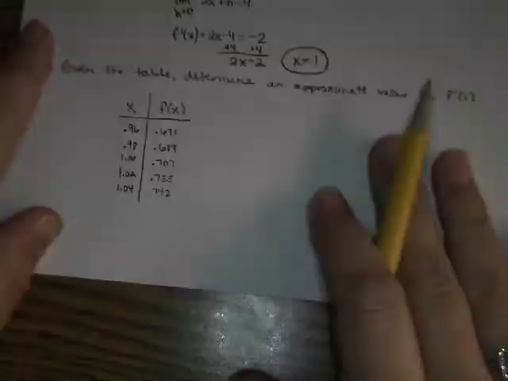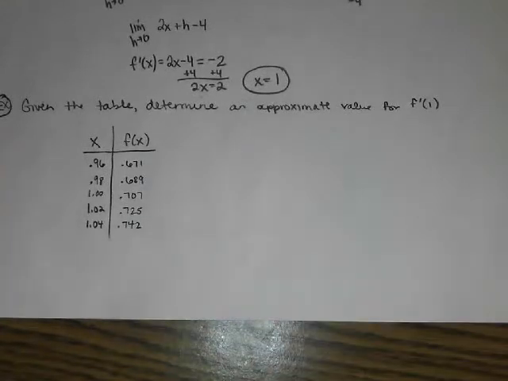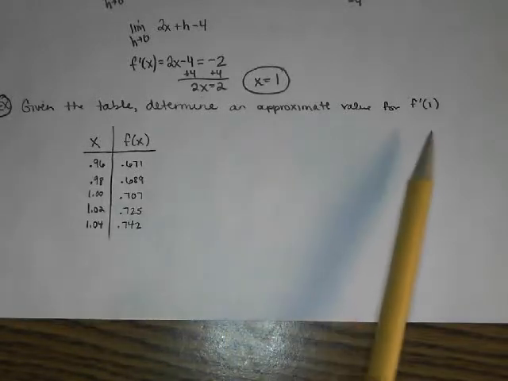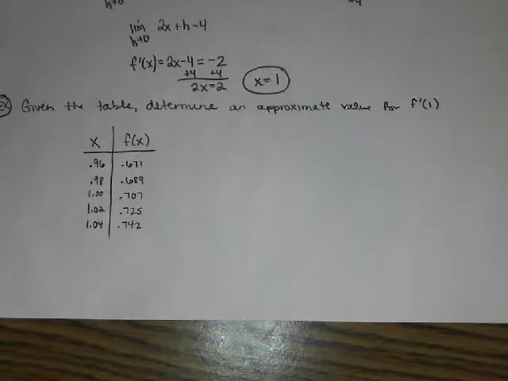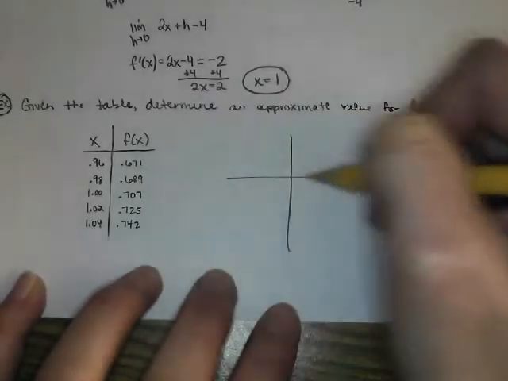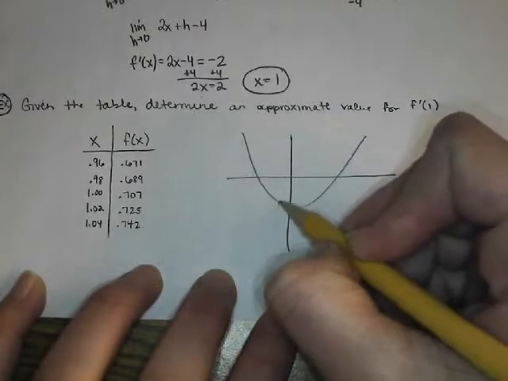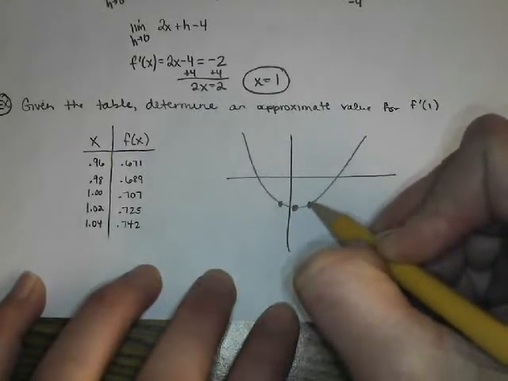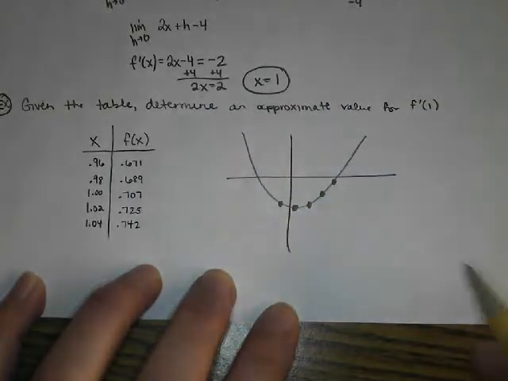We're given a table of values for f of x. We're asked to use the table to approximate what f prime of 1 is going to be. What is the slope of this function at 1? Thoughts? If you have a bunch of points, let's pretend for a minute that we have a bunch of points. Here, they give us that point, that point, that point, that point, and that point. And this is at 1.